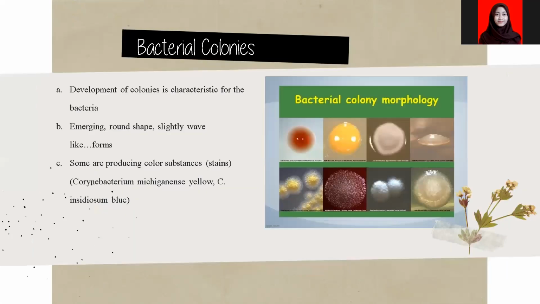And bacterial colonies. A. The development of colonies is characteristic for the bacteria. B. Emerging, round-shaped, slightly web-like form. C. Some produce color substances or stains. Corynebacterium mexicanense yellow, C. insidiosum blue.